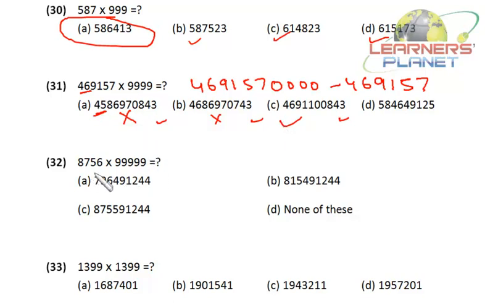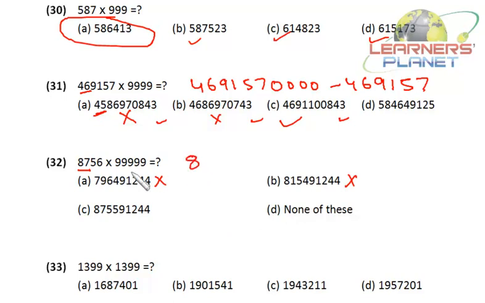Now let's take this one, 8756 into 9999. Similarly in this problem, the first two digits, these are 87 over here, and if it is being multiplied to this big number, it cannot go below 87 as the initial digits. So these two are cancelled. Now we are left with these two, but we have none of these also here, so we need to cross verify.